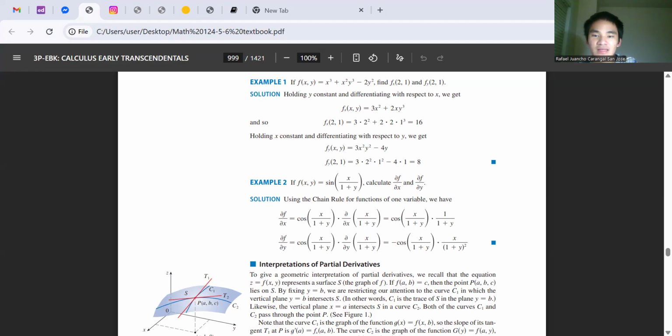My y is a variable. This is 1, this is 0, so this is 1. And so I have negative x over this. So this is just 0 minus x, so it's just minus x over 1 plus y squared. Okay, next time when I'm taking derivatives, I'm not going to erase it. So here we have cosine of x over 1 plus y times negative x over 1 plus y squared. And we're done.